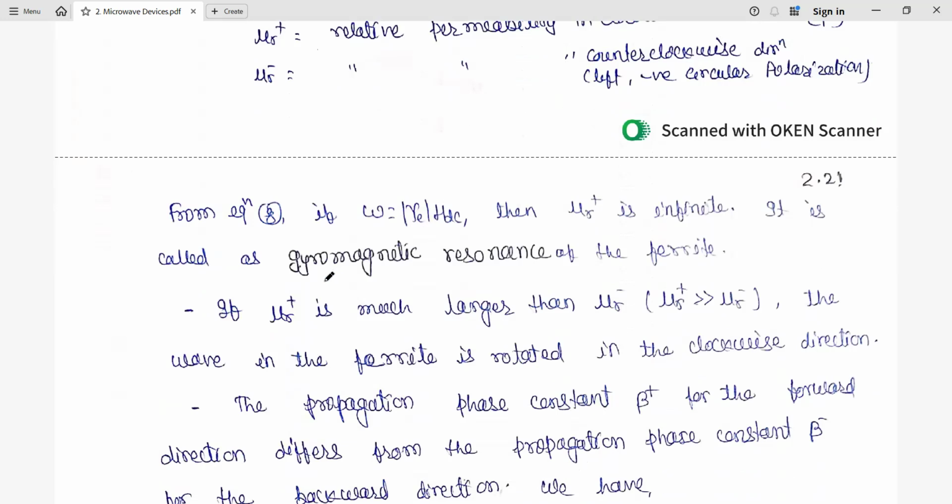Already we have seen that in case of resonance, generally, the condition is omega L equal to 1 by omega C. So here what is the condition? mu r minus is equal to mu r plus, then resonance is going to occur. Now if mu r plus is much larger compared to mu r minus, then the ferrite is rotated in the clockwise direction. This is positive, so rotation in the clockwise direction.